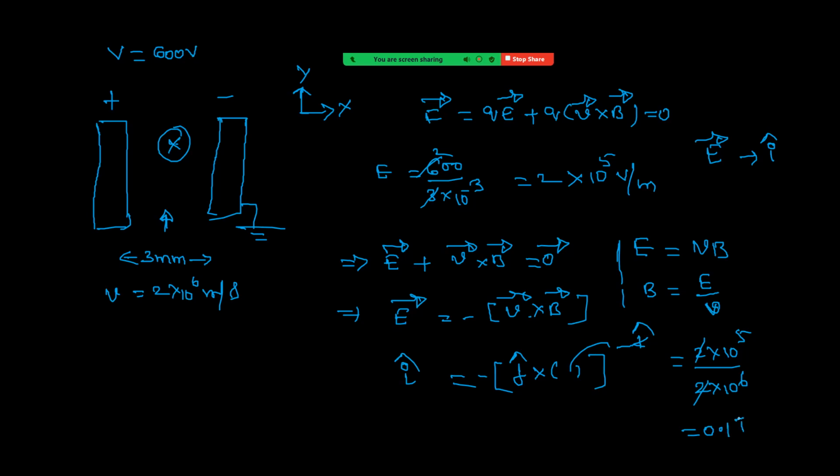So the key point is that net force is 0. So electric force plus magnetic force, net is 0. From that, first we got the direction of the field. The angle between V bar and B bar is 90. So coming to magnitude, E equals V into B into sine 90. Okay. So I hope you got the clarity.